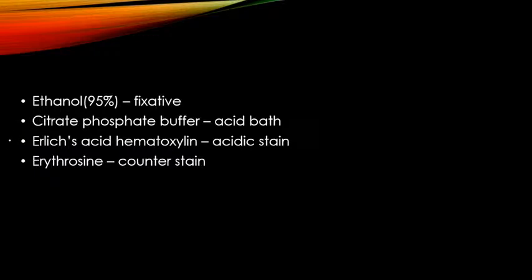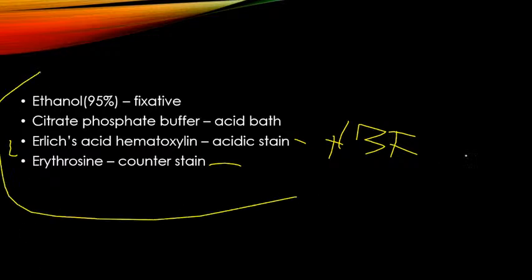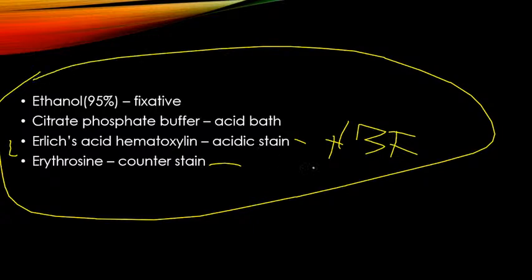The acidic stain that you're going to use is Ehrlich stain. This will stain HbF. Okay? The counterstain, for the background and your ghost cells, will be erythrosin. Okay? Will be erythrosin. So please remember the importance of following these reagents.